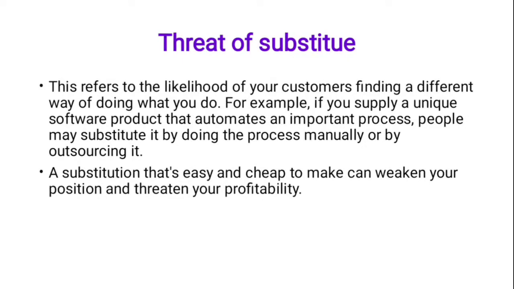Now, the fourth factor that affects is the threat of substitutes. Threat of substitutes refers to the likelihood of a customer finding a different way of doing what you do. For example, if you supply a unique software product that automates an important process, people may substitute it by doing the process manually or by outsourcing it. A substitution that is easy and cheap to make can weaken the position and threaten the profitability of the organization.